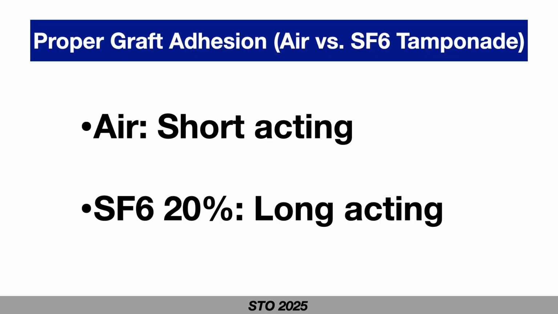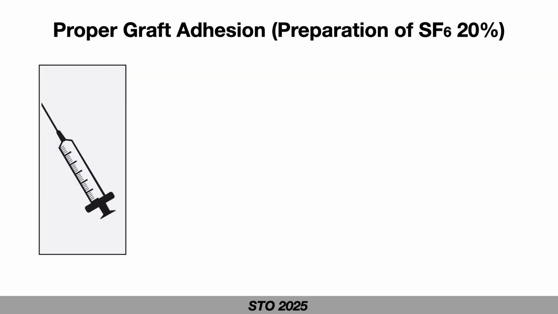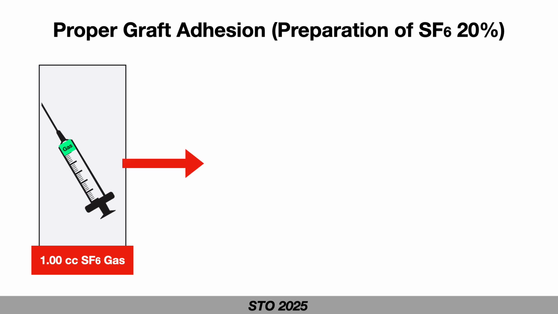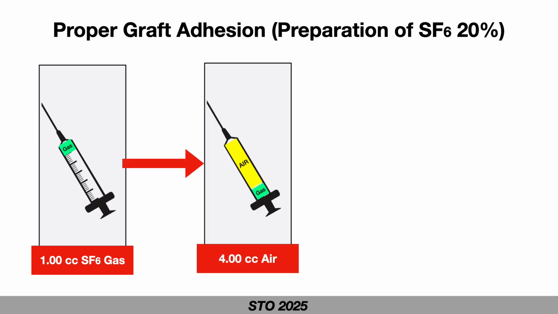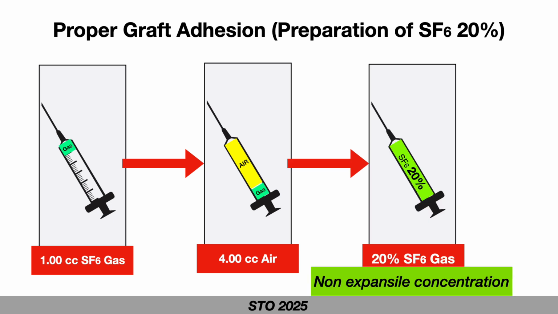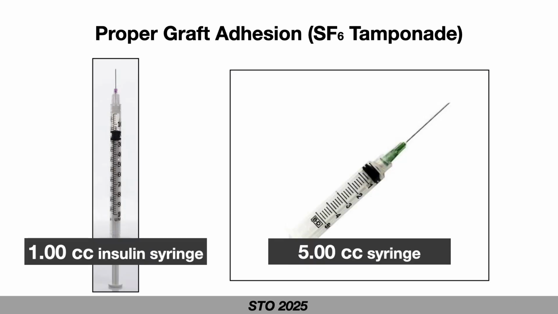For proper graft adhesion after unfolding, we either use air, which is short acting, or we use SF6 20%, which is long acting and gives more time for tamponade. How to prepare SF6 20%? Suck 1 cc of SF6 gas, mix with 4 cc air, so we will have a 20% SF6 gas, which is considered a non-expansile concentration.